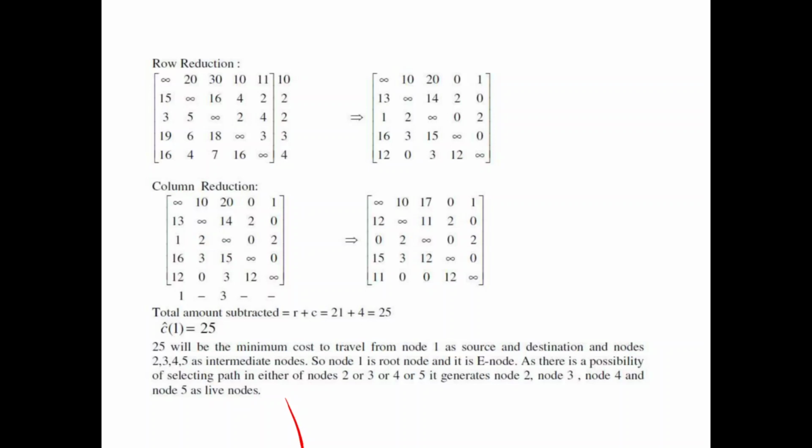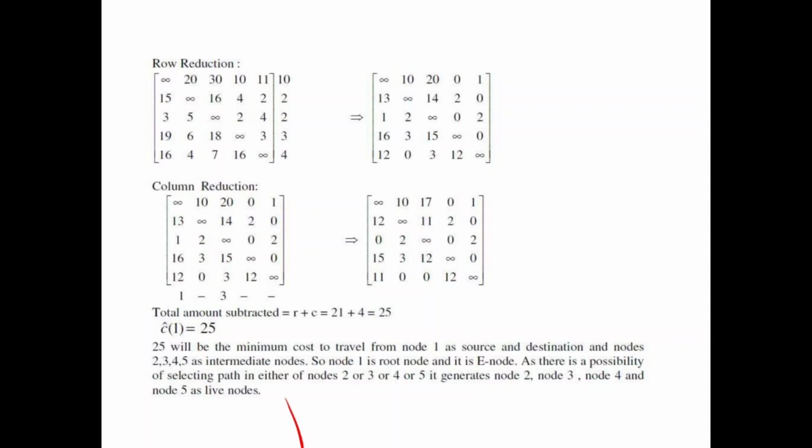In the fourth row, the least cost value is nothing but 3. 19 minus 3 is nothing but 16. 6 minus 3 is nothing but 3. Next one, 18 minus 3, that is 15. Infinity value will be same, that is 3 minus 3 is nothing but 0.